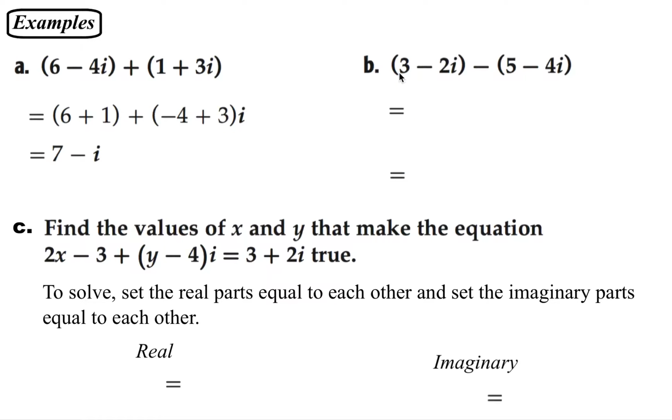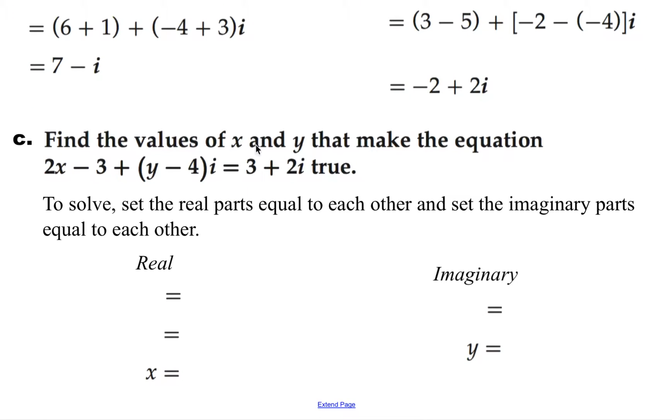Over on the right-hand side, we're going to have 3 minus 5. And then we're going to have a -2i minus a -4i. So they factored out the i here, and they did -2 minus a -4. Well, that's going to become a +4, which will give us a +2i. So remember, these do not combine, they stay separate.